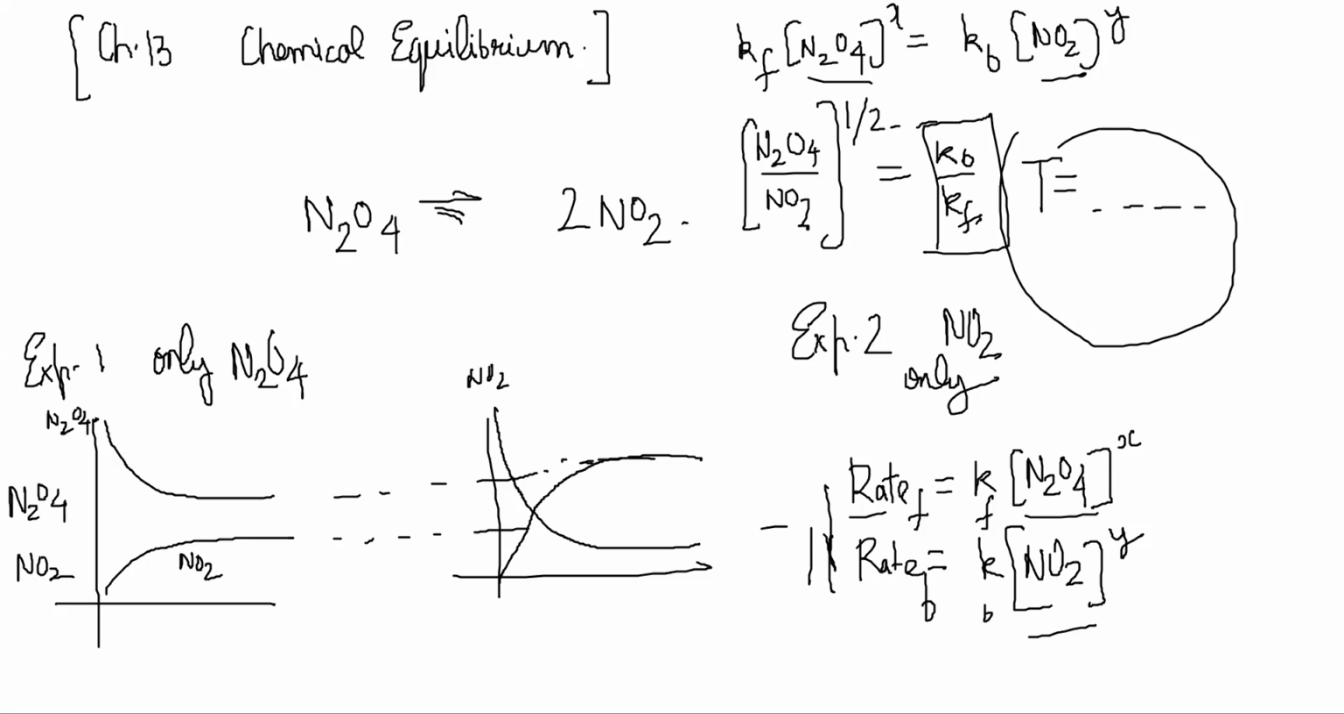In the second experiment, we begin with NO2 as the sole reactant at a concentration of 0.08, right? The conversion of NO2 to N2O4 proceeds until the concentrations level off at the same values as obtained in the first experiment, the previous one. Taken together, the two experiments demonstrate that the interconversion of N2O4 and NO2 is reversible and that the same equilibrium state is reached starting from either substance, right?